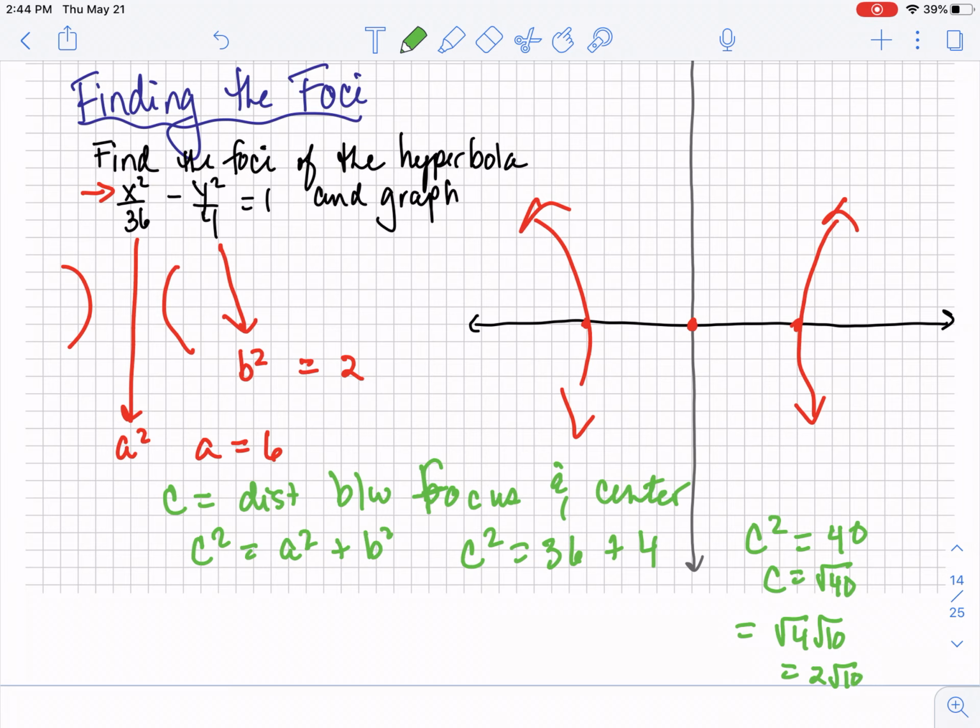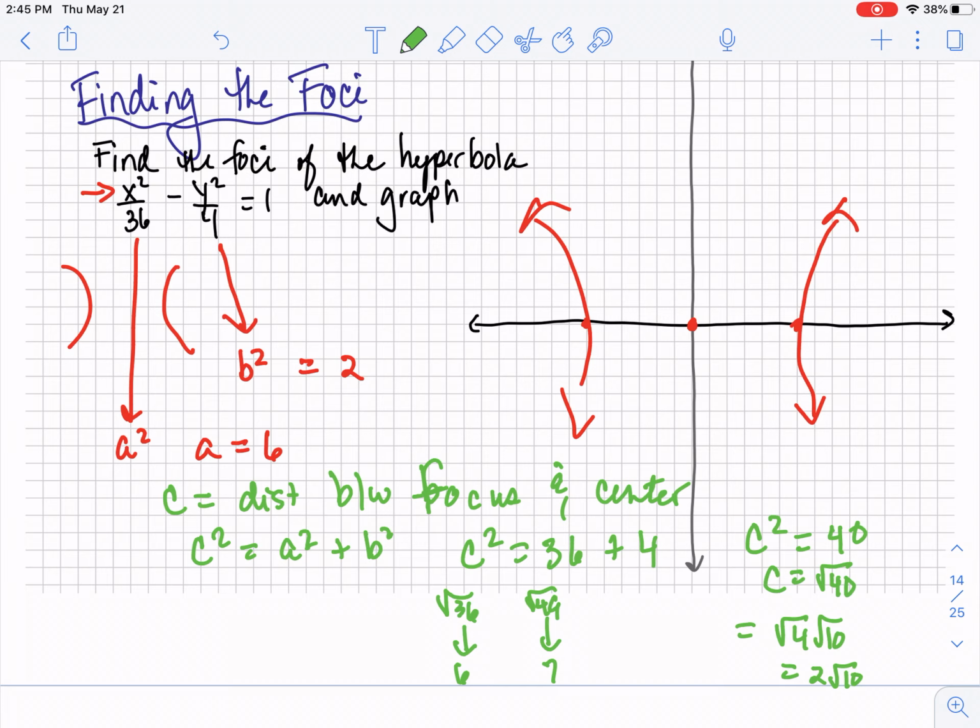Okay, now what is 2 rad 10 really in terms of a decimal? Well, think about it. The square root of 36 is 6. The square root of 49 is 7. 40 is somewhere in between 36 and 49. It's a little bit closer to 36. I'm just going to guess it's about 6.4.